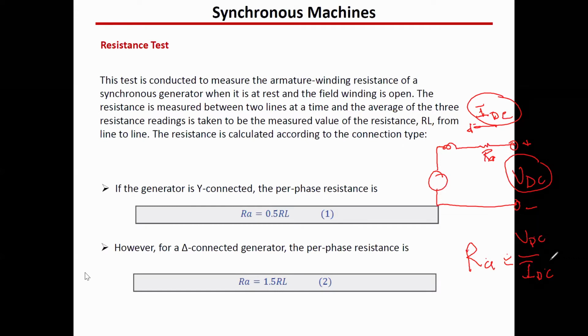Someone might ask, what about XS? What do you think, guys? What about XS? It has no use; it becomes a short circuit, zero. Yes, this will not have any effect because this is DC.